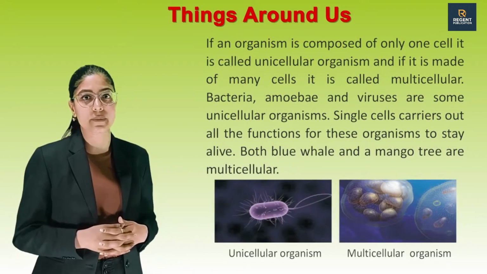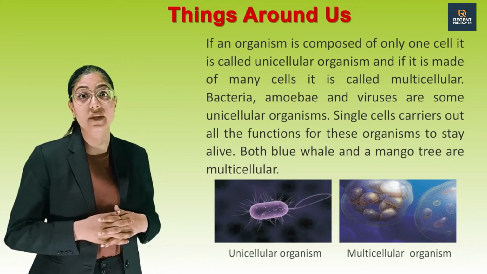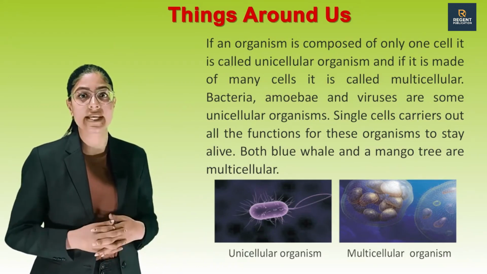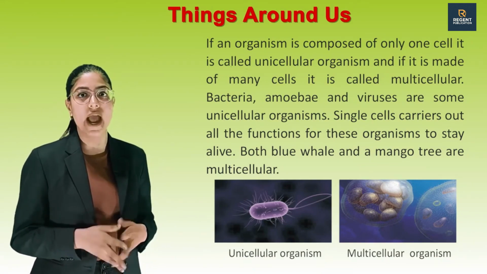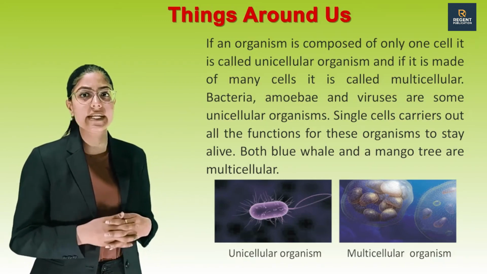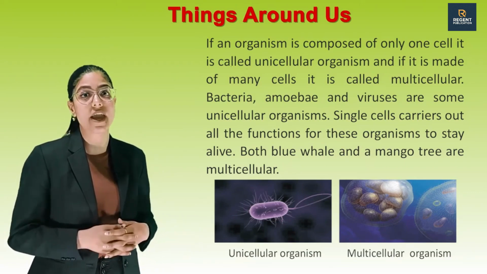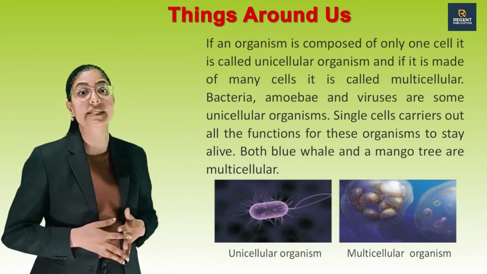If an organism is composed of only one cell, it is called a unicellular organism. And if it is made up of many cells, it is called multicellular. Bacteria, amoeba and virus are some unicellular organisms. A single cell carries out all the functions for these organisms to stay alive. Both the blue whale and the mango tree are multicellular.